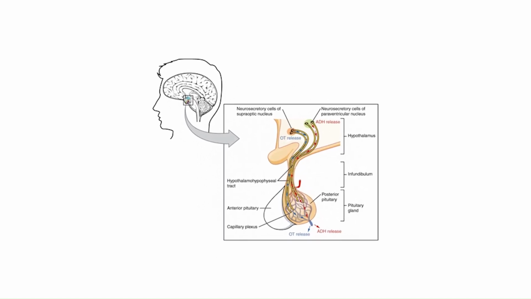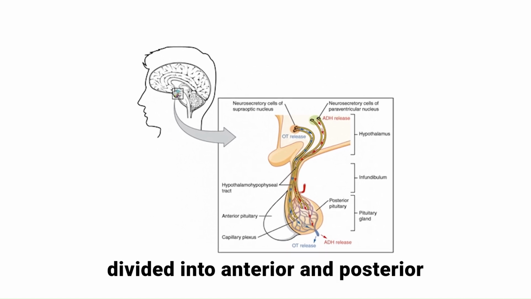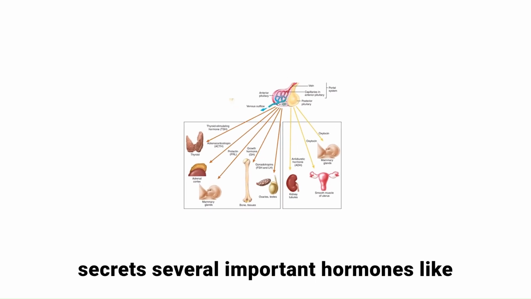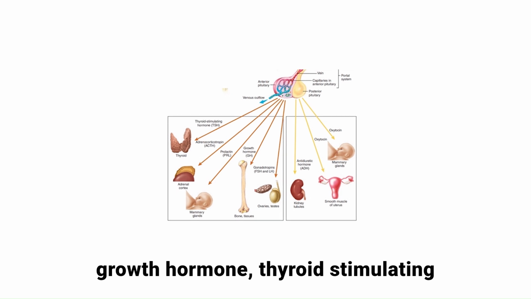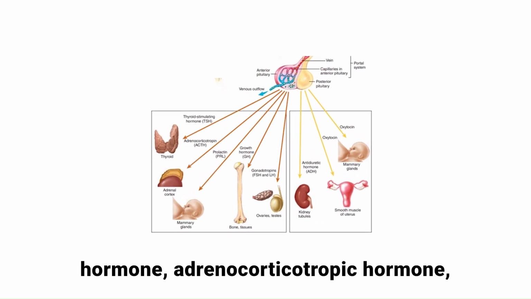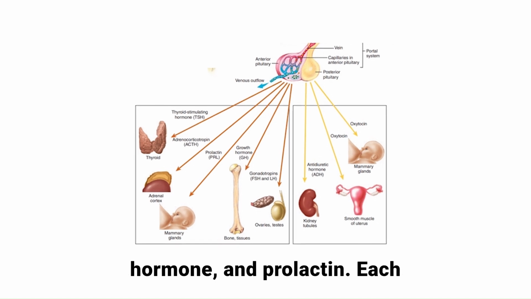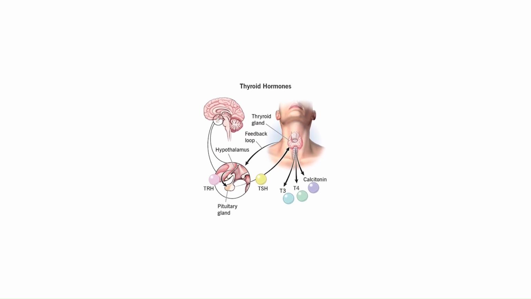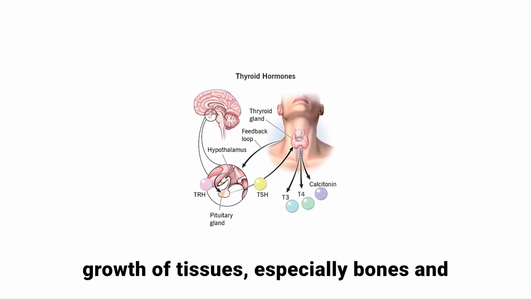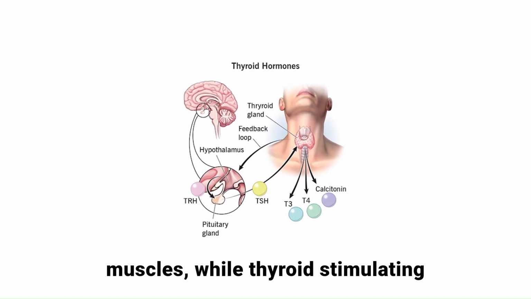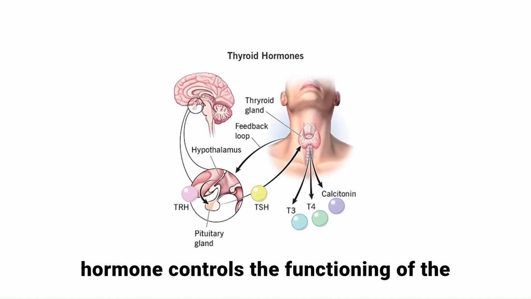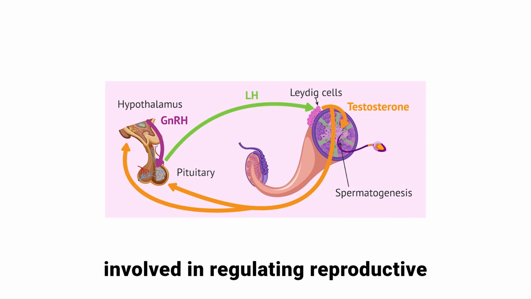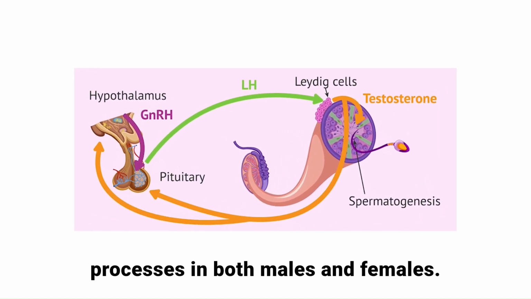The pituitary gland, often referred to as the master gland, is divided into anterior and posterior parts. The anterior pituitary secretes several important hormones like growth hormone, thyroid-stimulating hormone, adrenocorticotropic hormone, luteinizing hormone, follicle-stimulating hormone, and prolactin. Each of these hormones has a specific role. For instance, growth hormone stimulates growth of tissues, especially bones and muscles, while thyroid-stimulating hormone controls the functioning of the thyroid gland. Luteinizing and follicle-stimulating hormones are involved in regulating reproductive processes in both males and females.